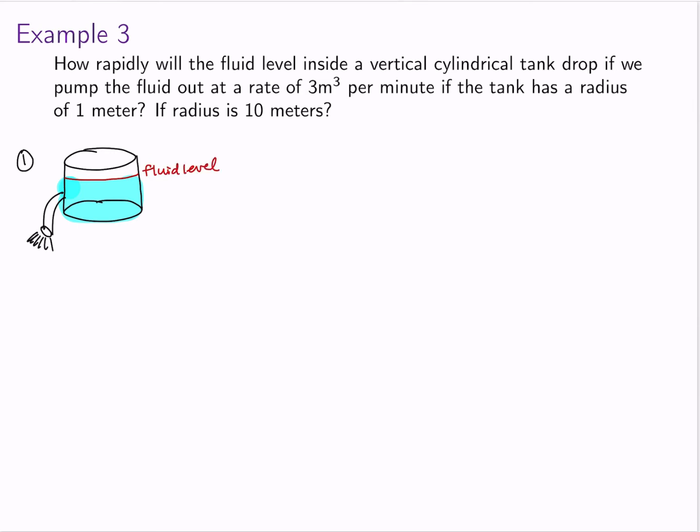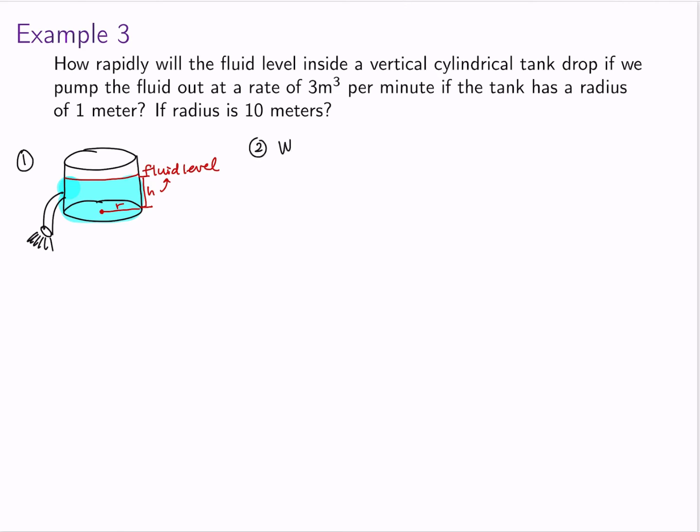So let's assign some variables here. I have the radius of this tank. And as I'm talking about the fluid level dropping, I don't care about how tall the actual cylindrical tank is. I care about where the fluid level is. So I'm going to call this my height. That's the height that I'm concerned with. That's my fluid level. All right, so we sort of have a picture of what's happening here.